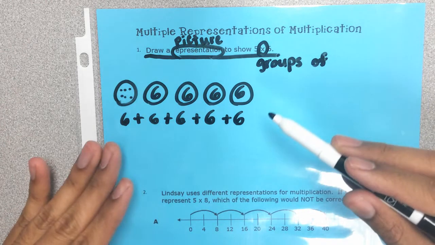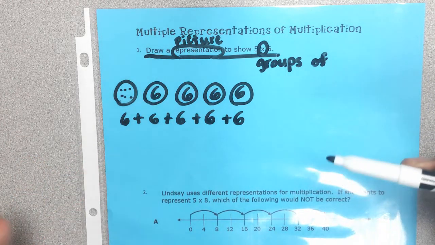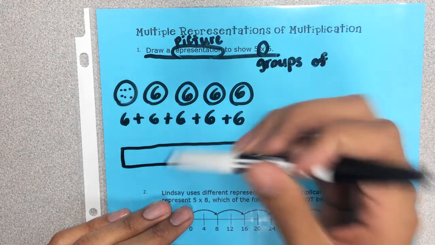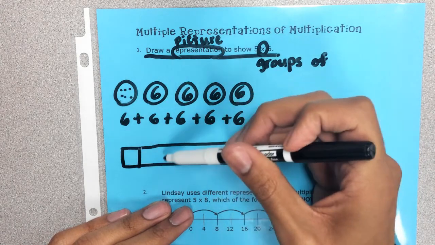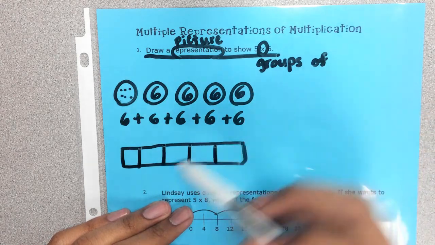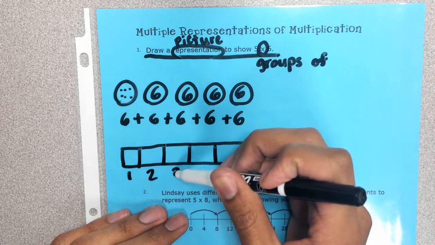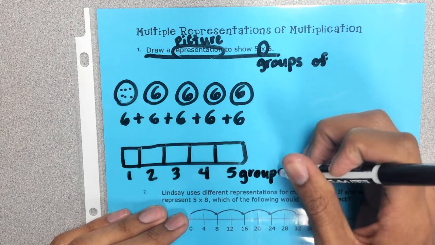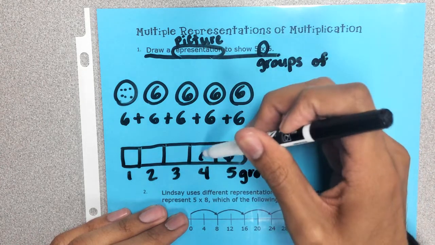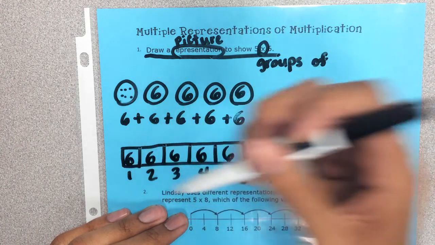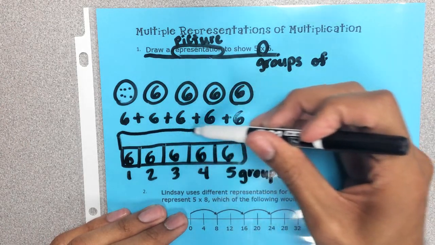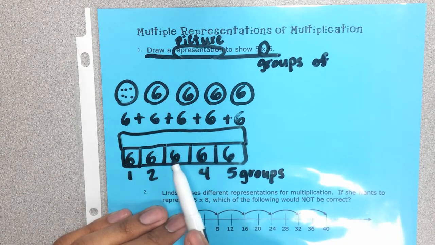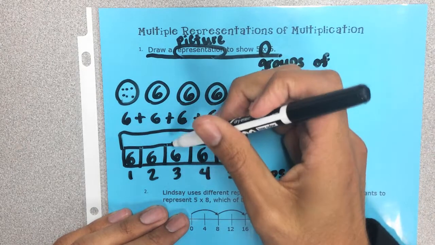And that kind of looks like what we would put inside of a strip diagram. So if we drew a strip diagram, we would have 5 groups, 1, 2, 3, 4, 5, with 6 in each group. And that would make our total at the top. To figure it out, we would just sing the 6 song. 6, 12, 18, 24, 30, and so our total here would be 30.